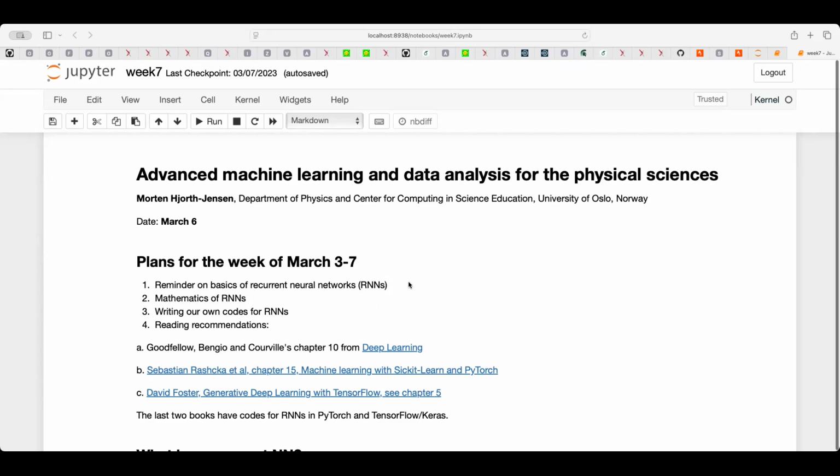And the session today is going to have a focus on the mathematics of recurrent neural networks. And one of the reasons for that, although many of you may actually use PyTorch and TensorFlow, is to give you some of the gritty-nitty details behind the algorithm, which is called backpropagation through time.